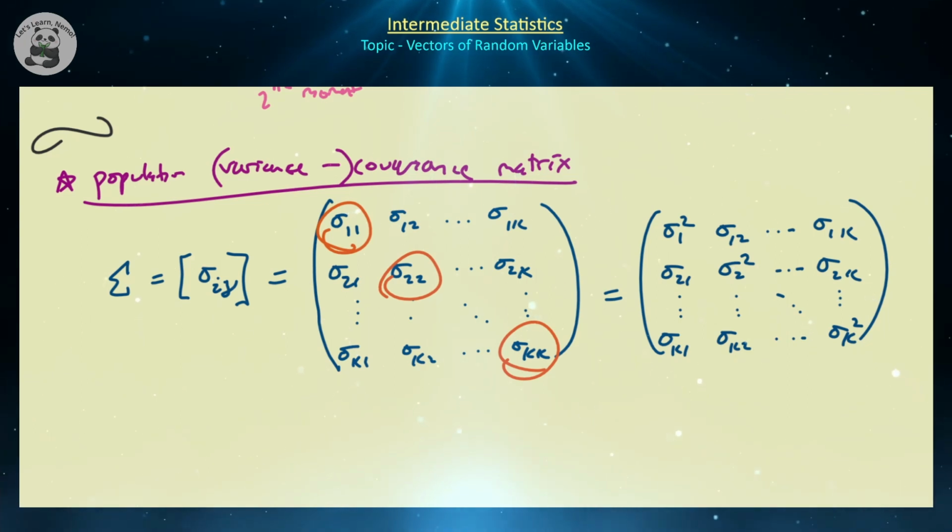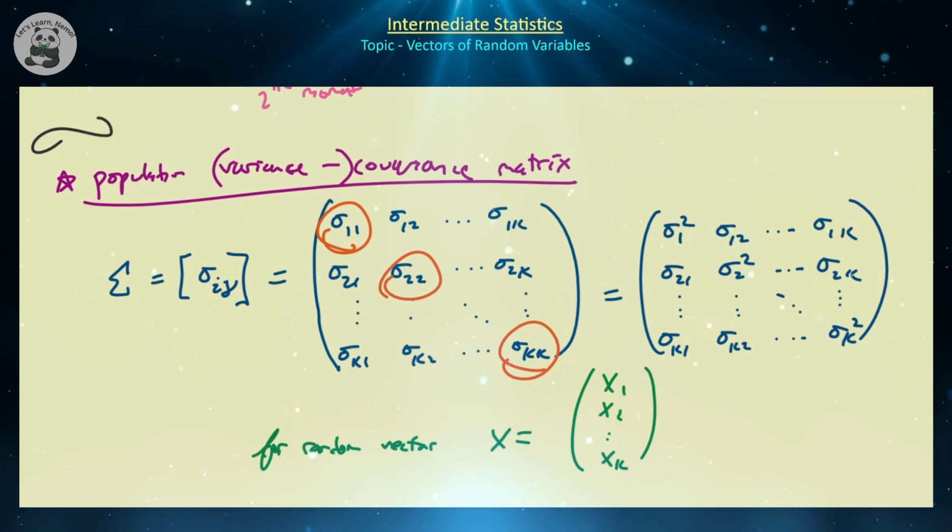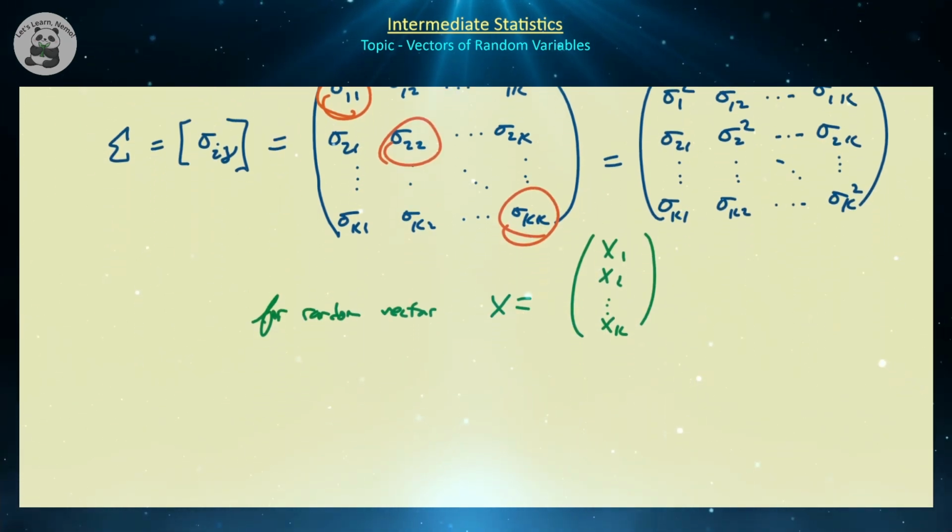So keep in mind, this is the population variance covariance matrix for the random vector x, where x is defined to be x1, x2, down to xk. So obviously, don't forget that that's actually where we're coming from.